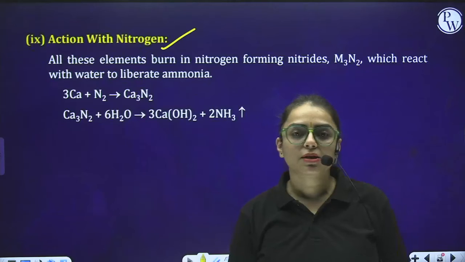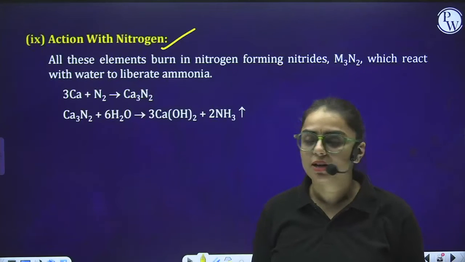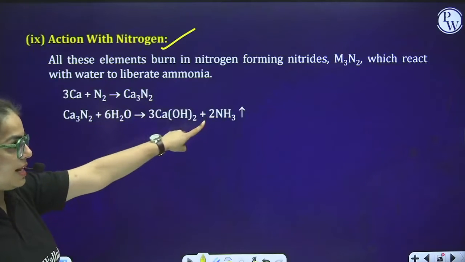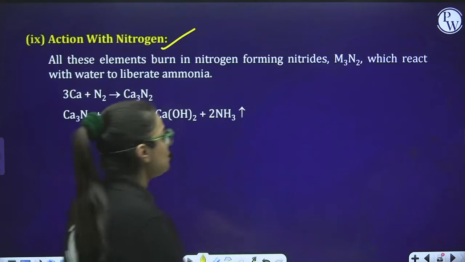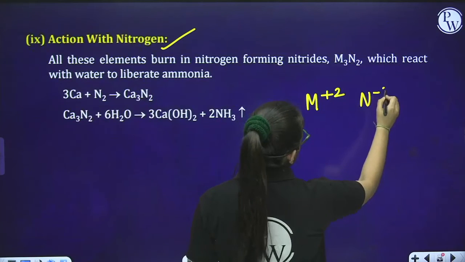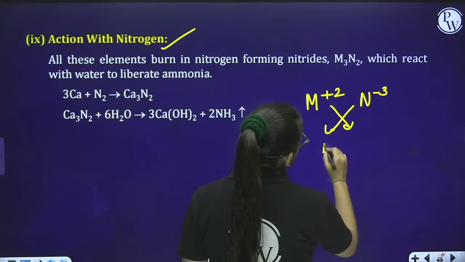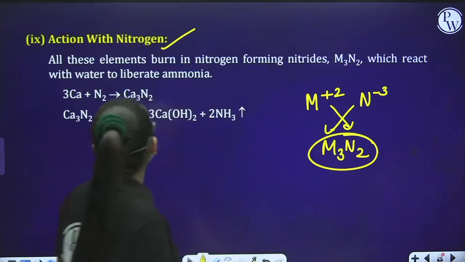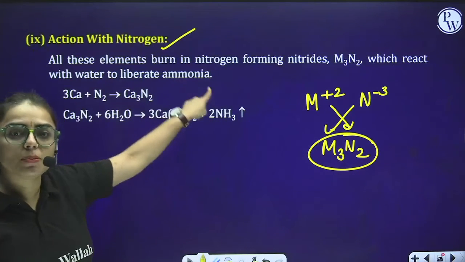Now comes the nitrogen part. Now in the alkali metals, only lithium was forming the nitride. But over here, as you can see, all the elements burn in nitrogen forming nitrides. That is M3N2. Again speaking, M basically is an alkaline earth metal, having +2 charge. Nitrogen has -3. So what are we going to form? It is going to be M3N2 kind of nitrides over here, which react further with water to liberate ammonia.